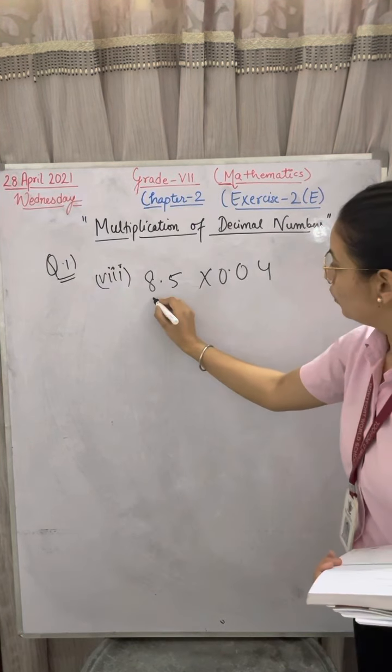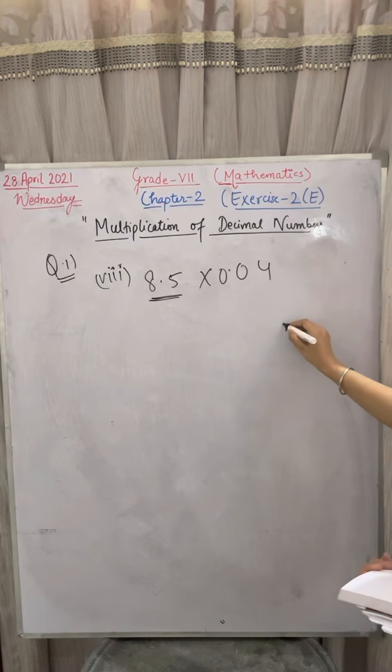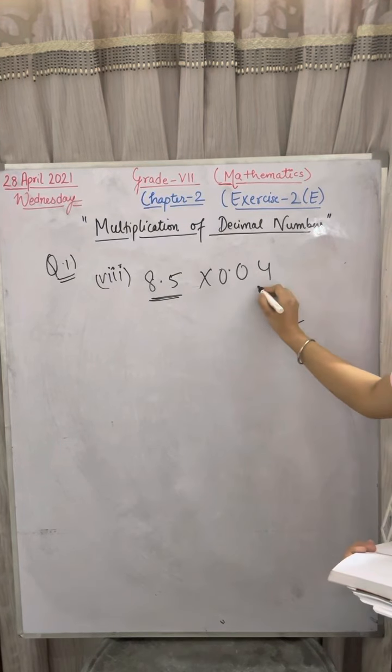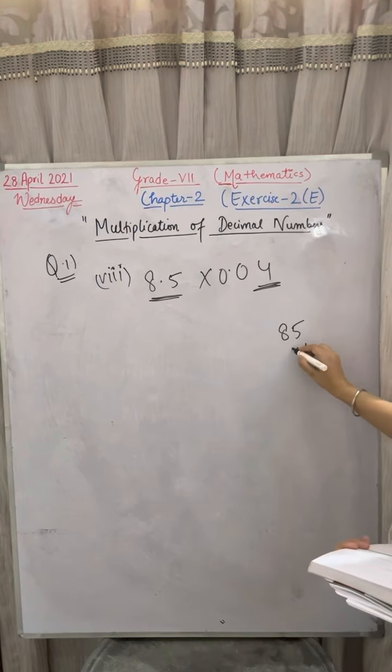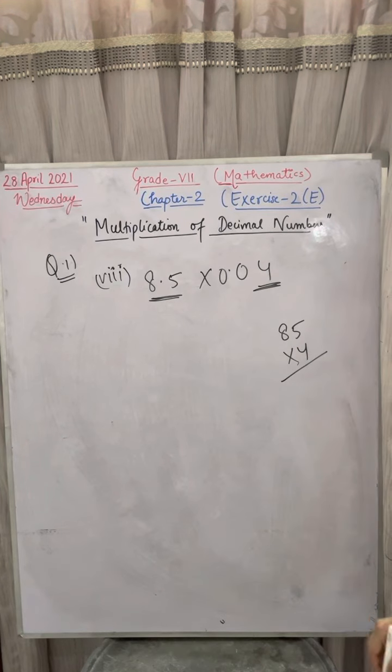First of all, see what is the number here. Here we are having 85. What is the number here? Here we are having 4. So multiply 85 with 4. Quickly.